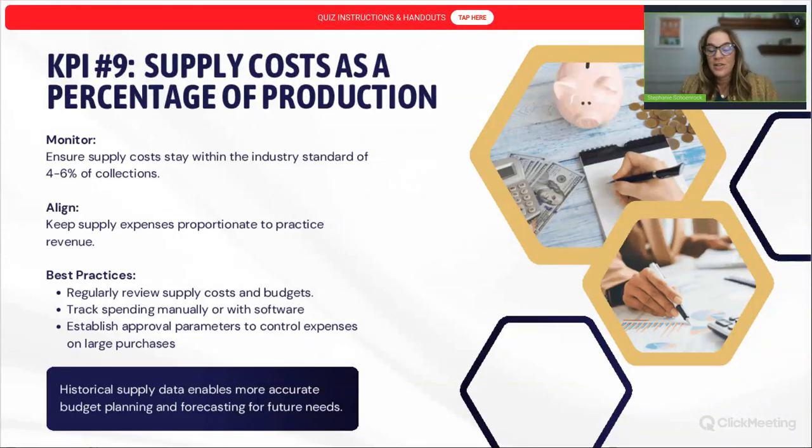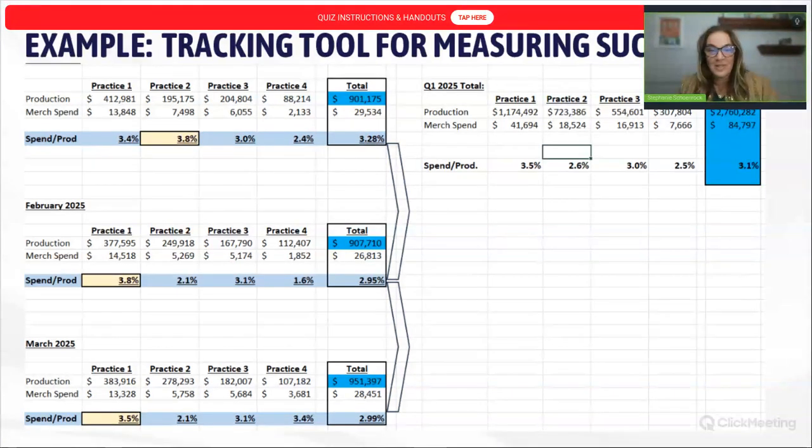You can track this manually or with software. I have lots of clients, we do it manually. And it allows you to establish approval parameters to control expenses on large purchases. Historic supply data enables more accurate budget planning and forecasting. And when you measure what your supply spend is against production or collections over time, you can see how a lot of the efforts within the practice from the team trickle down into this one metric, which is why I like it so much.